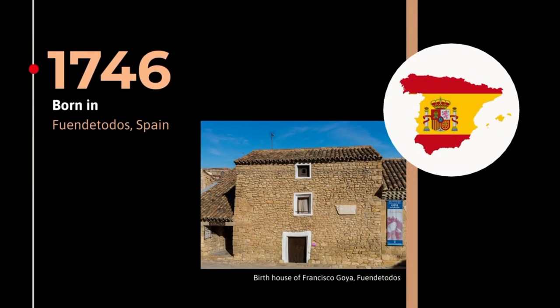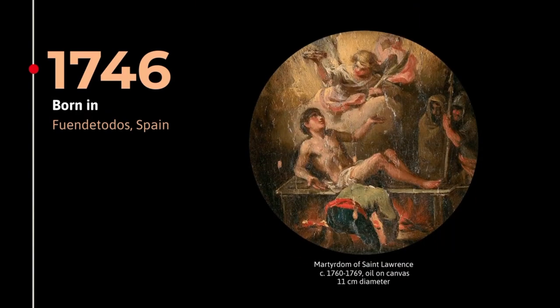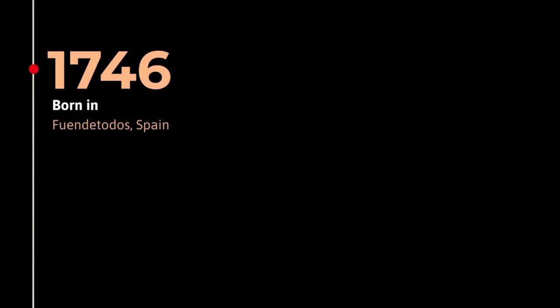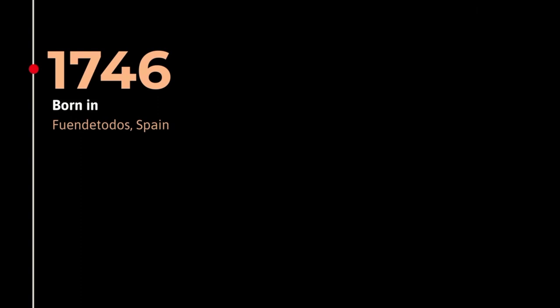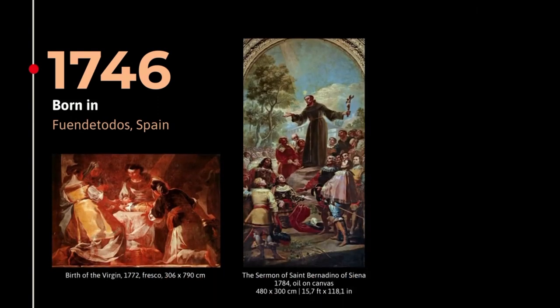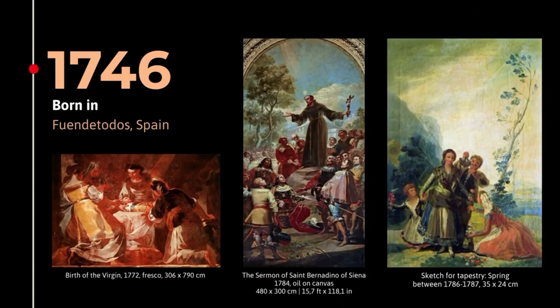He was born in Fuendetodos, Spain, in 1746. He began training with a painter in Zaragoza at the age of 14, then worked in Madrid and became a court painter at the Spanish court. He later created religious frescoes, influenced altarpieces, and was recruited for the Royal Tapestry Workshops.